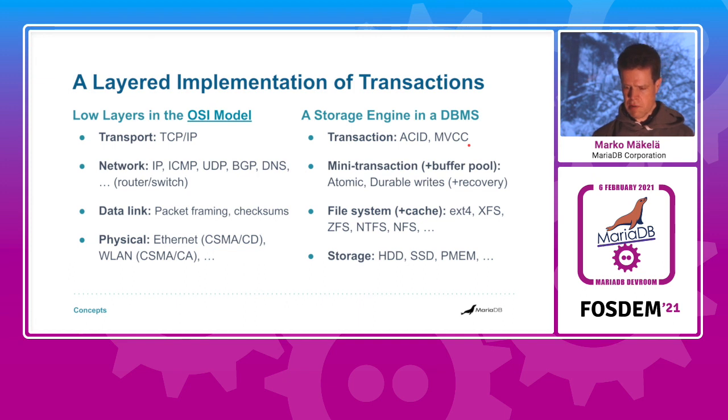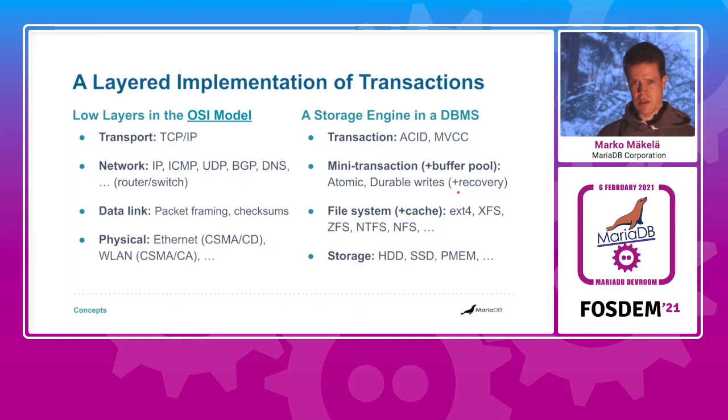lockless reads, non-locking reads. Underneath of that, we have the mini transaction layer, which is providing atomic and durable changes to multiple pages. So, for example, you can split a B-tree and insert a record, and that would be an atomic operation potentially involving multiple pages, all the way from the leaf level up to the root level. And the mini transaction layer is conceptually also providing recovery because it guarantees durability.